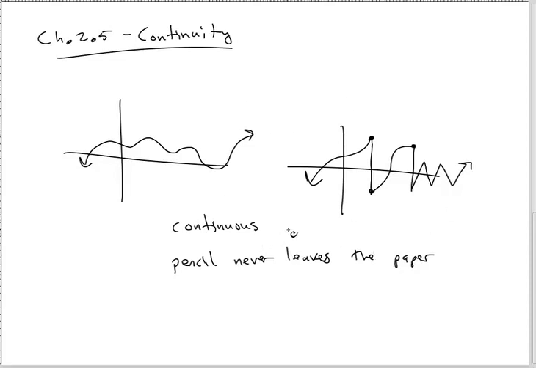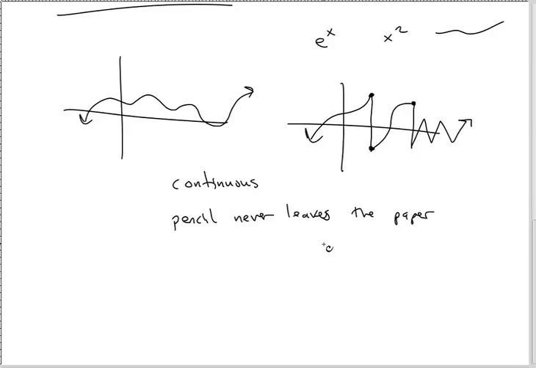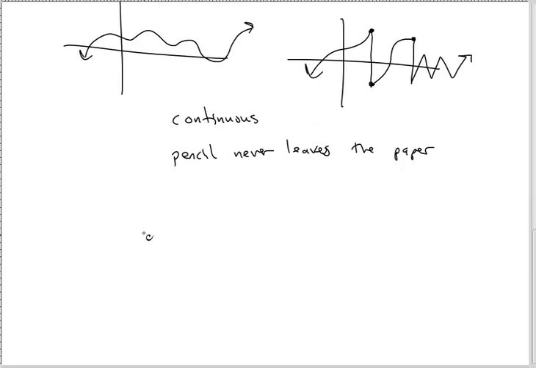These are normal functions. I'm just going to make up some. Here we've got e to the x, we've got x squared. So many different functions are like this. Not all of them, obviously. So we've got a lot of continuous functions. That's cool. So what does it mean to be not continuous? What would be a discontinuity?